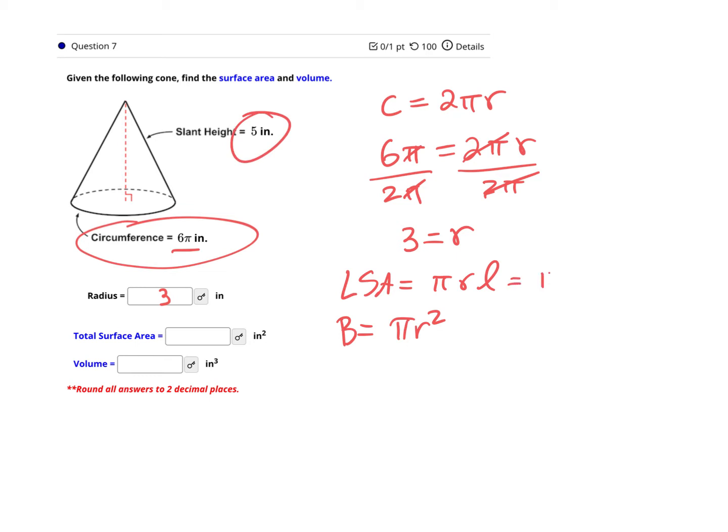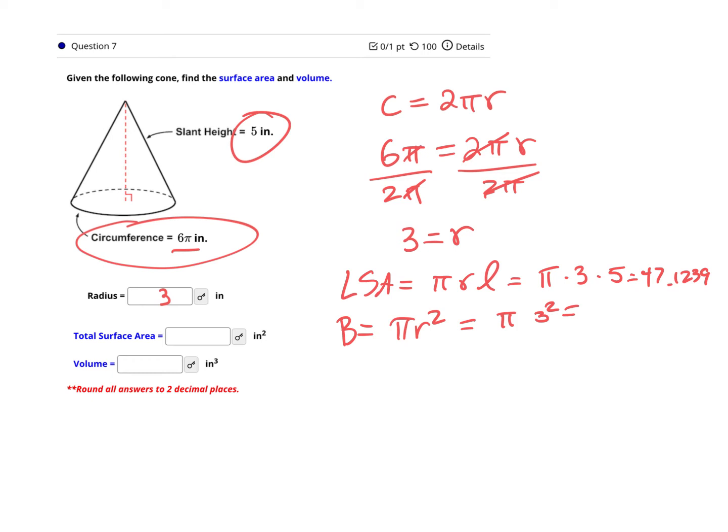So all I have to do is pi times the radius, which is 3, times the slant height, which is 5, and I multiply those together, and when I do that, I'm going to end up with 47.1239.